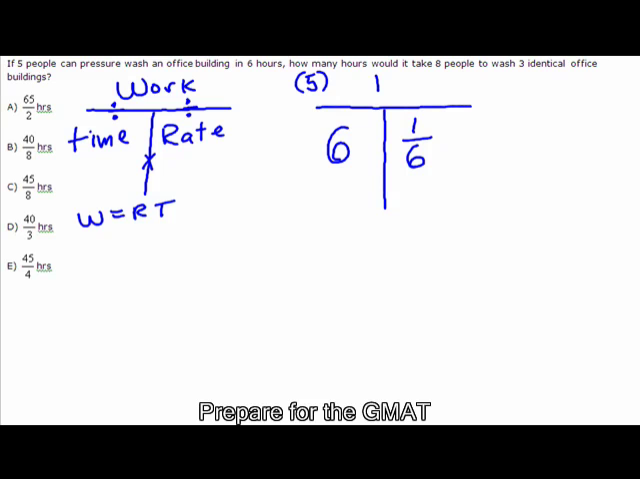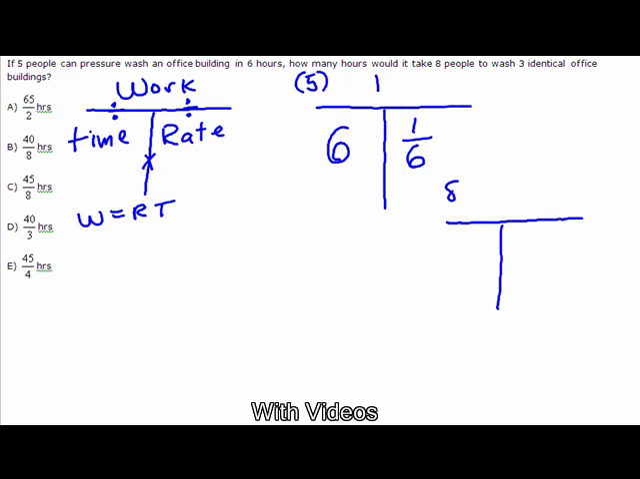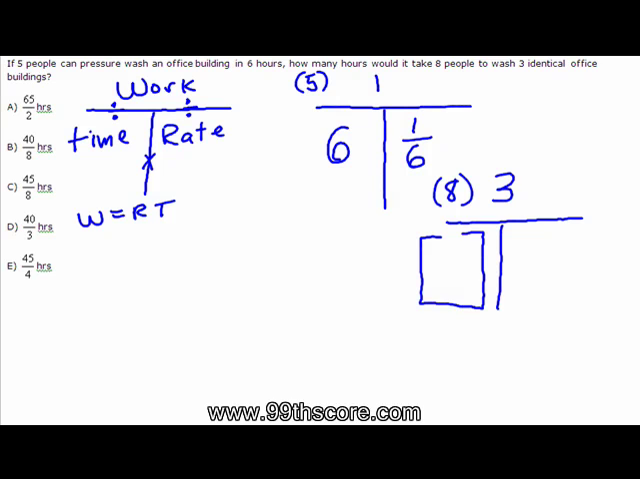Now, let's set up the second T. The second T will deal with the number of hours it takes 8 people, let's put the 8 in there to remind ourselves that's the 8-person T, to wash 3 identical office buildings. So we're looking for whatever the time is here, that's the answer to our problem.